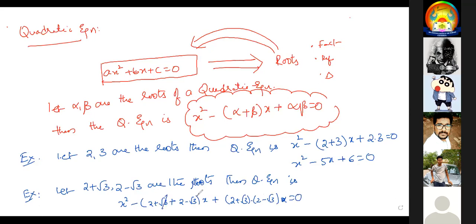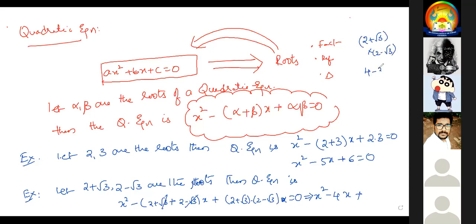So when I'm adding, both the things get cancelled. It will become x square minus 4x plus, this is (a plus b) into (a minus b), yes, a square minus b square. 2 plus root 3 into 2 minus root 3 is 4 minus 3, that is equal to 1. Equal to 0.